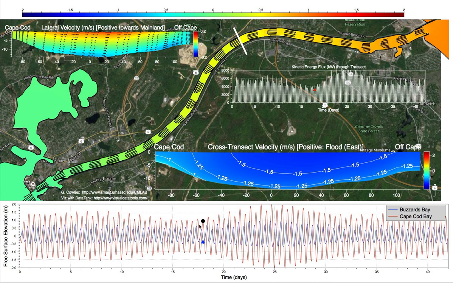And importantly, the difference between them. This black dot shows at an instant what the elevation is in Cape Cod Bay, and the blue triangle is the sea surface elevation in Buzzards Bay. And it's that difference between them that's driving the flow.